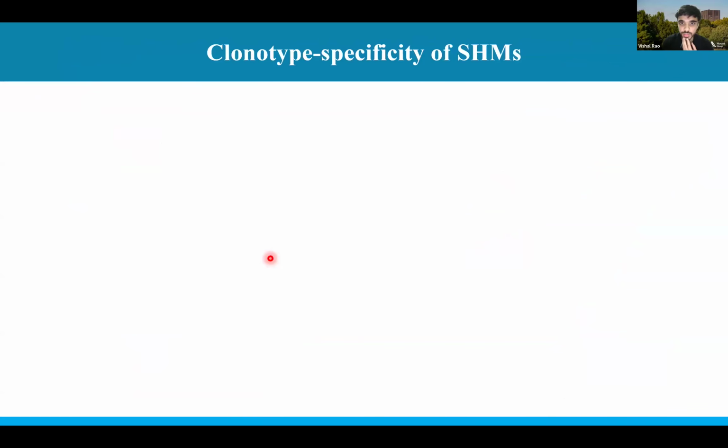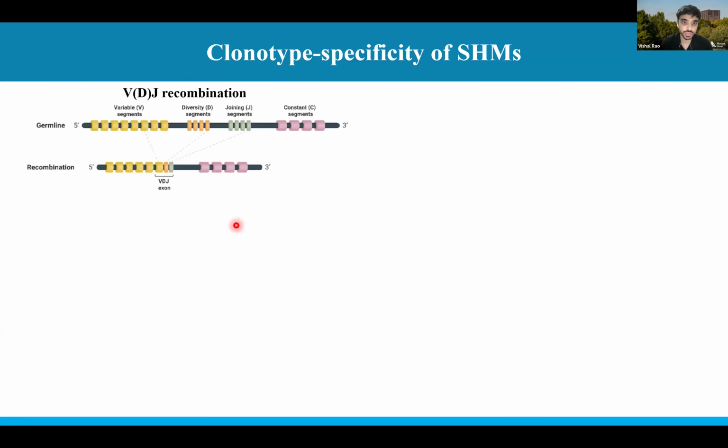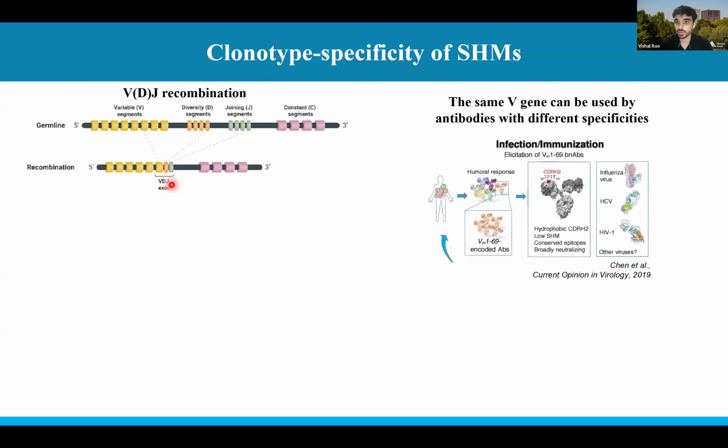So here we define a certain feature of somatic hypermutation that we hypothesize will help us correlate it with epitope immunodominance. So given VDJ recombination, we all know that there are numerous possibilities of different V, D and J gene segments recombining to form a single VDJ exon. But we also know that given this primary diversity, there are some V genes that are often utilized by antibodies across different specificities. One of the most common examples you see in the human repertoire is this V1-69 V gene that's used by antibodies against flu, HCV, HIV-1, and many other viruses.